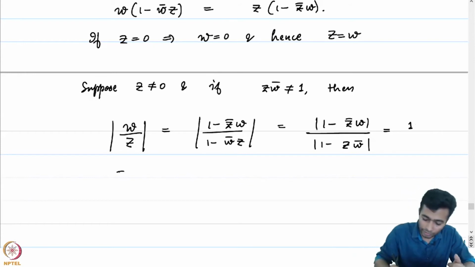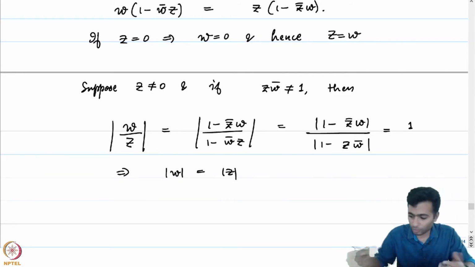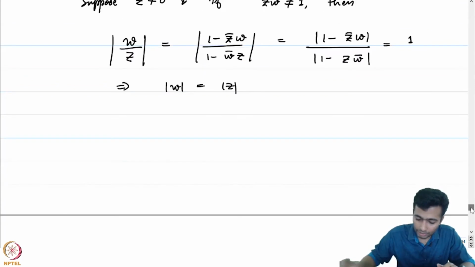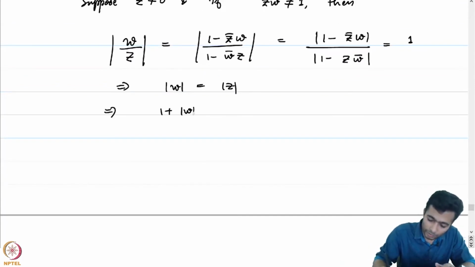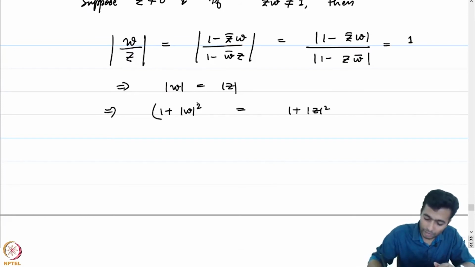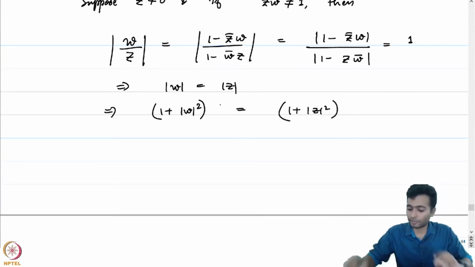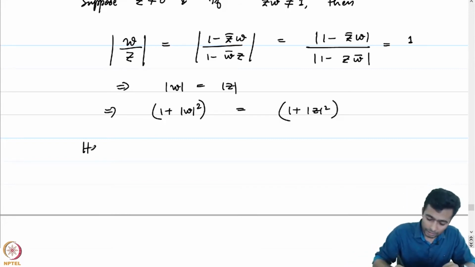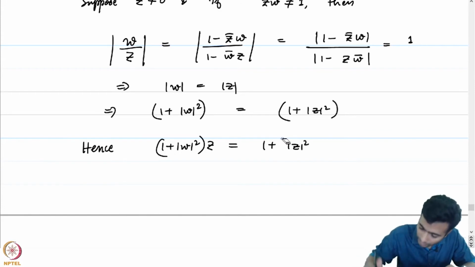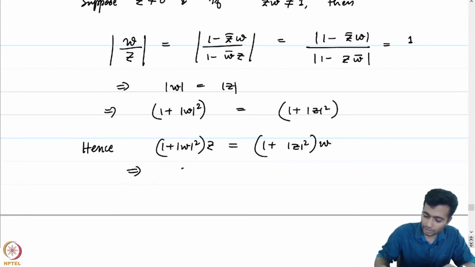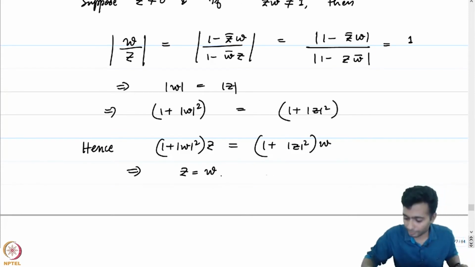So this is equal to 1, which implies that the absolute value of w is the same as the absolute value of z, and therefore its square will also be the same, and therefore 1 plus the absolute value of w squared is equal to 1 plus the absolute value of z squared. Hence, (1 plus absolute value of w squared) times z is equal to (1 plus absolute value of z squared) times w implies z is equal to w, and we are done.